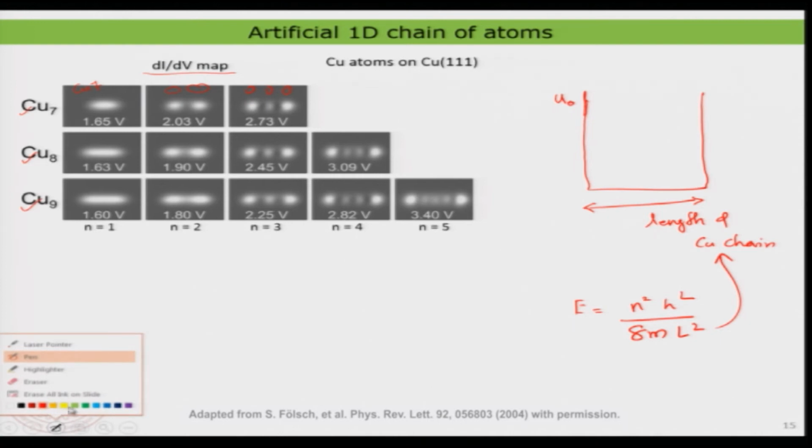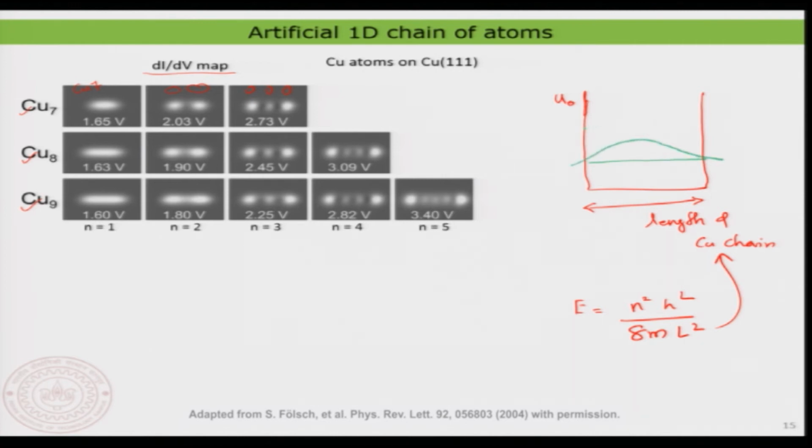Now, I am only plotting the electron density. The first electronic state is somewhat like this, and the second electronic state has a wave function that looks like this. So, this is n equal to 1 and this is n equal to 2, and then the third electronic state looks like this. What do you have here? For the n equal to 2 state, you have 1 node, and for the n equal to 3 state, you have 2 nodes, and that is exactly what you are seeing in the dI/dV contrast.